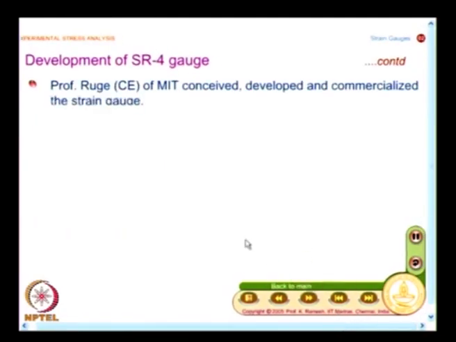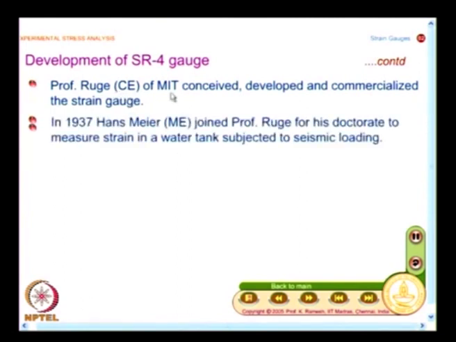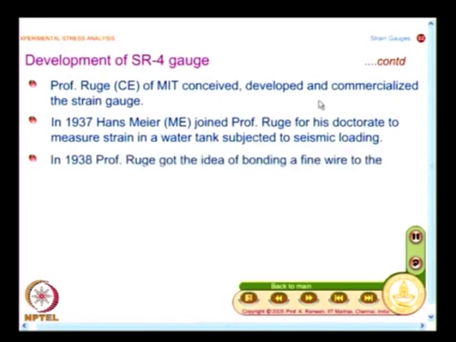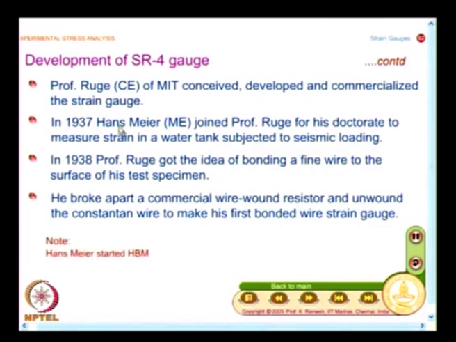And meanwhile, Rouge is a civil engineer by training. He conceived, developed and commercialized the strain gauge, but this happened in 1938. And you should also know, he had a student with a mechanical engineering background, Hans Meyer, and he was supposed to work on the problem of analyzing a water tank subjected to seismic loading.